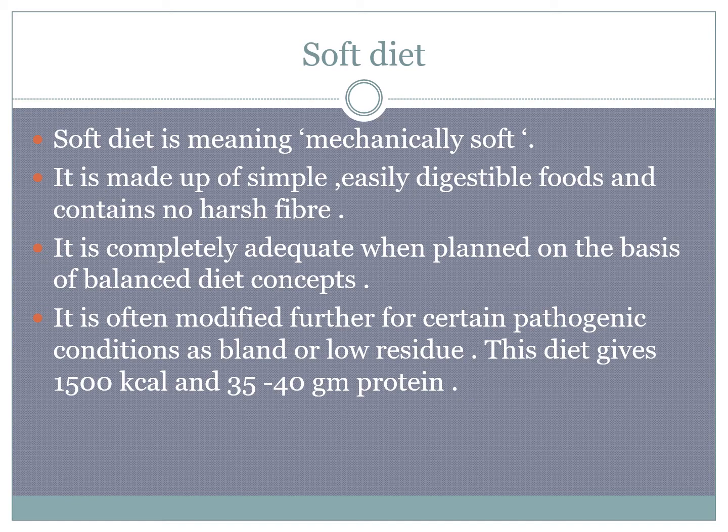Fibers need not be added. If we want to give fibers or fresh fruits, then we have to cook them properly and mash them, so that anything can be converted into mashed form. So that is the meaning of mechanically soft.